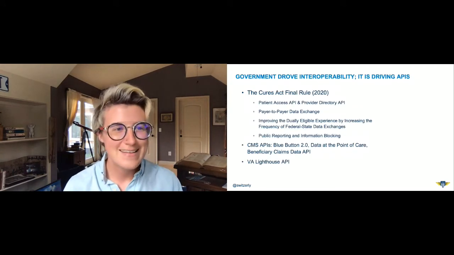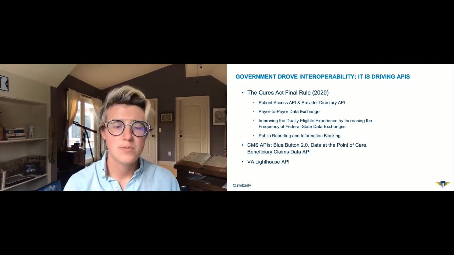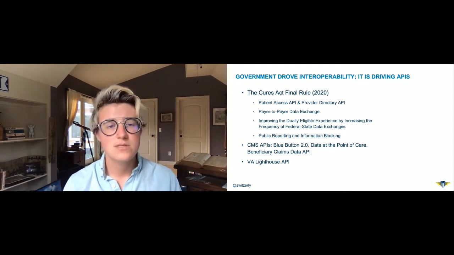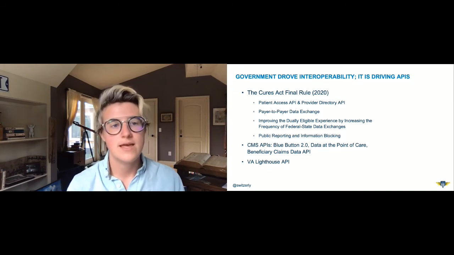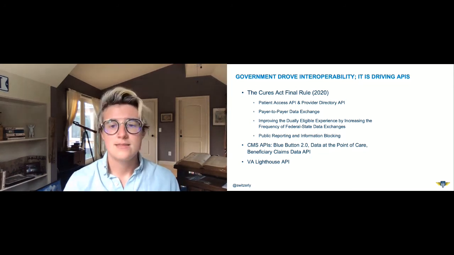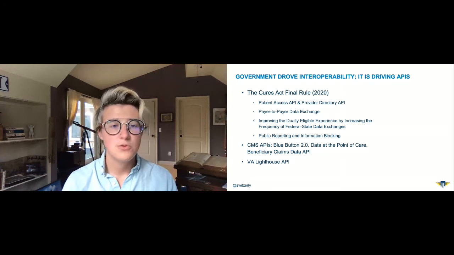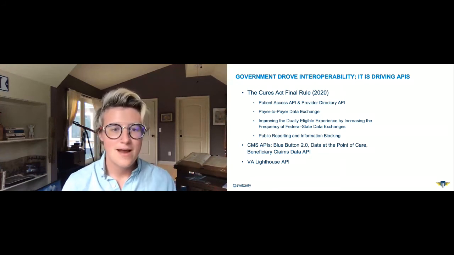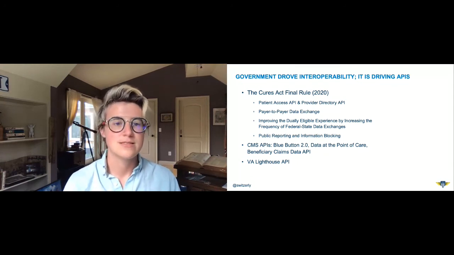So finally, as we saw with interoperability, government was a driving force. Government made interoperability happen in an ecosystem that was so against change and still is against change. And just like it drove interoperability, it is driving APIs. So we just saw the Cures Act final rule come out, which mandates patient access APIs. It requires that patients can electronically access all of their electronic health information, structured or otherwise, at no cost. It requires that there be a provider directory from your insurance company so that you can have an API that exposes all the providers in your network. It mandates peer-to-peer data exchange through standards and so much more.